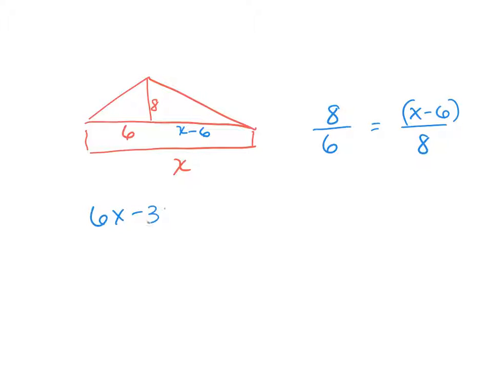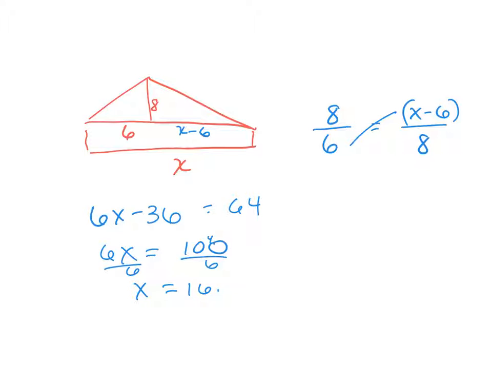So now we're going to have 6x minus 36, when you FOIL this in, equals 64. So 6x equals 100. And x equals whatever 100 divided by 6 is, which is going to be 16 point 6 repeating. So 16.67. Yes. You can either write 16.67 or 16.6 repeating like that.